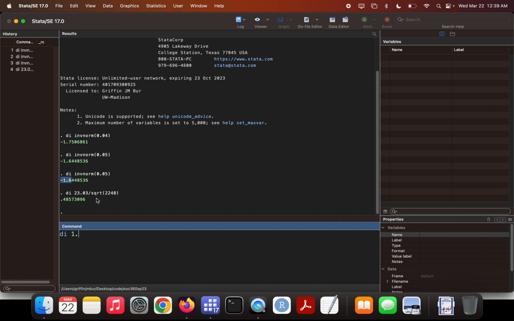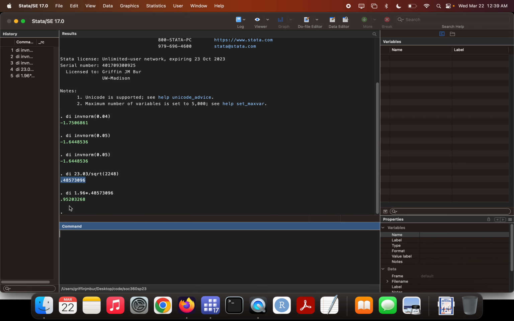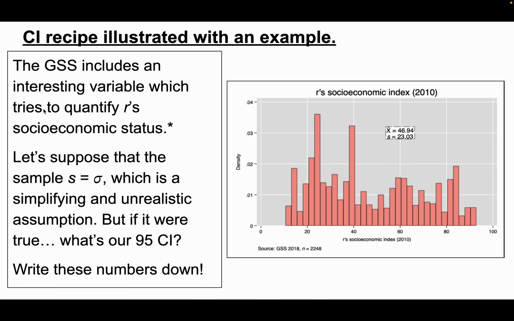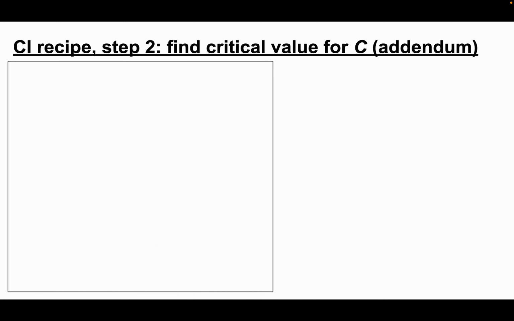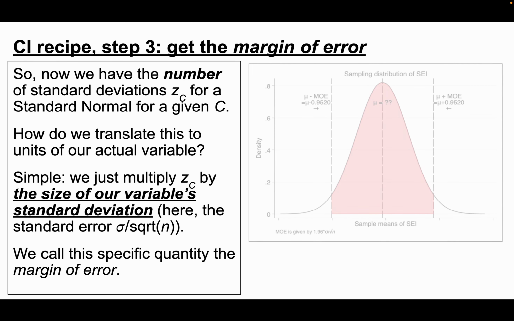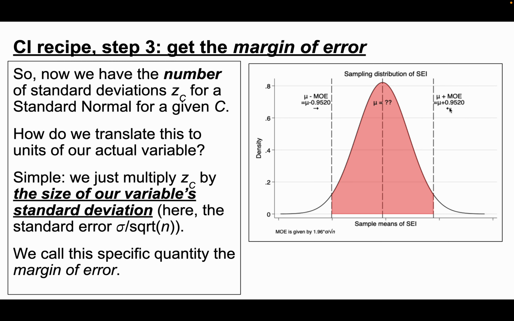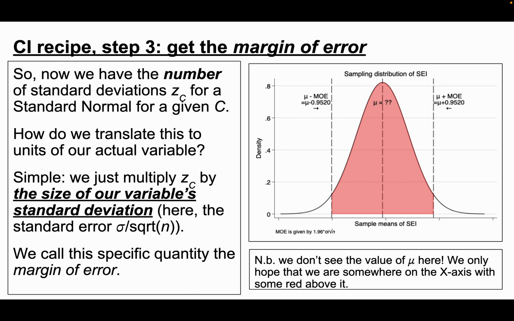Then we're going to say display 1.96 times. We can just copy paste this. And we get, in this case, 0.952, 0 with rounding. So when we come back here, we see on the figure that I made that that's where that number comes from, right? So this quantity here, this is mu minus the margin of error. This is mu plus the margin of error. Now, we don't know what mu is, but the idea is that if we did know mu, then this would capture the middle 95% of the sampling distribution.